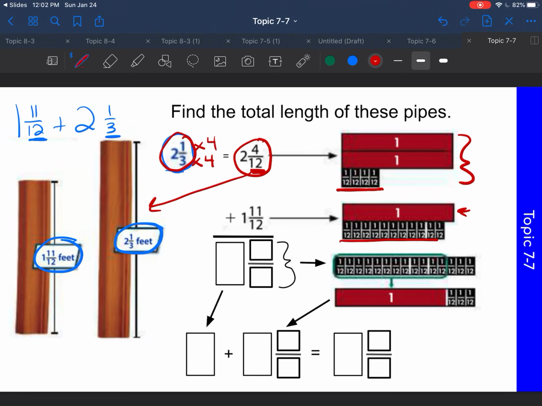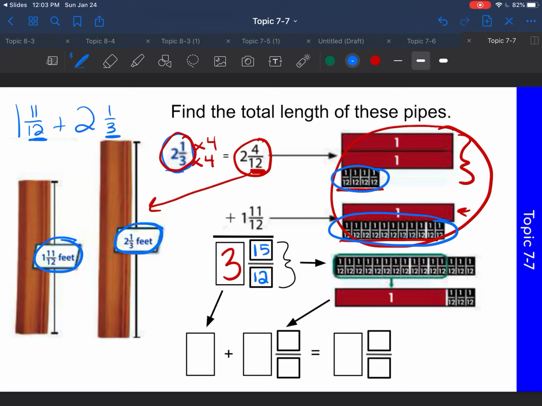So if we add the whole numbers, okay, how many total whole numbers do we have here? We have 3 wholes, and then count how many 12ths. How many total 12ths do we have? We have 1, 2, 3, 4, 5, 6, 7, 8, 9, 10, 11, 12, 13, 14, 15. So 3 and 15 12ths.